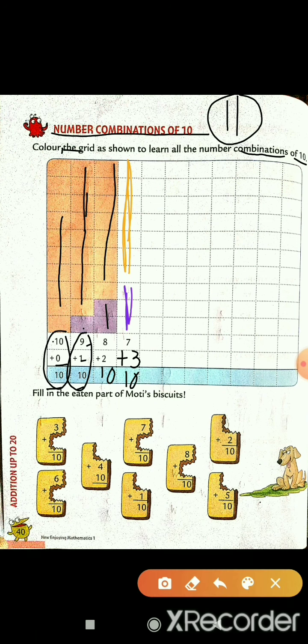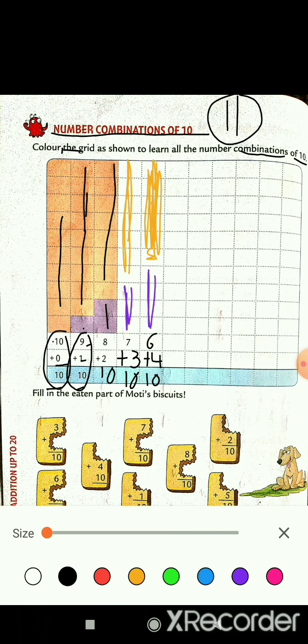Next, 7. What comes before 7? 6. So you need to color how many boxes? 6. So 1, 2, 3, 4, 5, 6. Count properly while coloring. So here you will color all the 6 boxes with orange color and rest with purple color. Got it students? How many boxes are remaining? 4. So you will color with purple. So you will write here 6 plus 4. 6 plus 4 gives us 10.